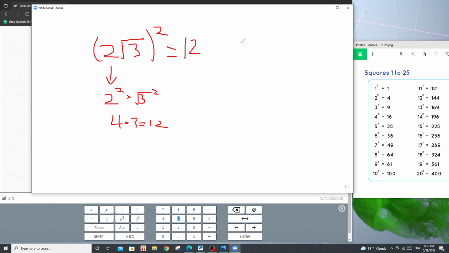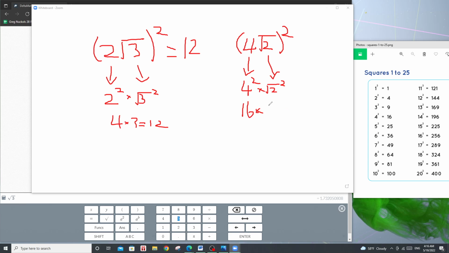So I'm going to try 4 and 2. This becomes 4 squared. This becomes rad 2 squared. So it becomes 16 times 4. No, not 4. My bad. 16 times 2, which gives me 32. Okay, so this is 32.